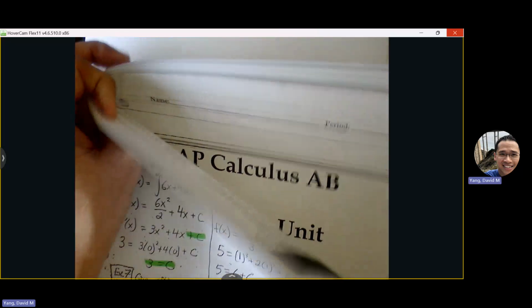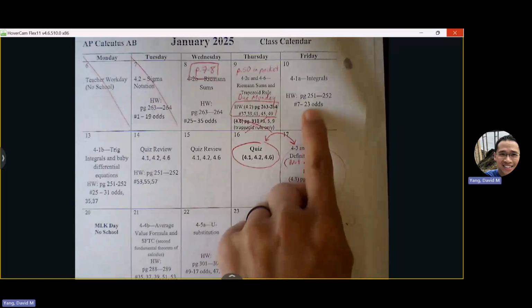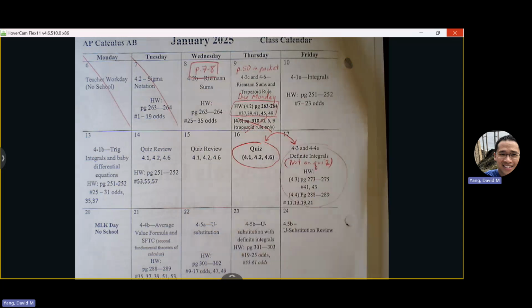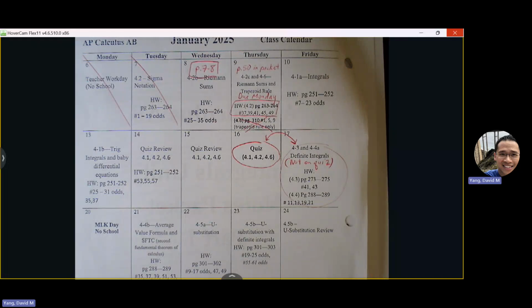Now, tonight's homework, you guys are going to do the homework that was assigned for Friday, which is 4.1a power rule integrals. So page 251 to 252, number 7 to 23 odds. Right. So we're just staggering each of our homework from last week.